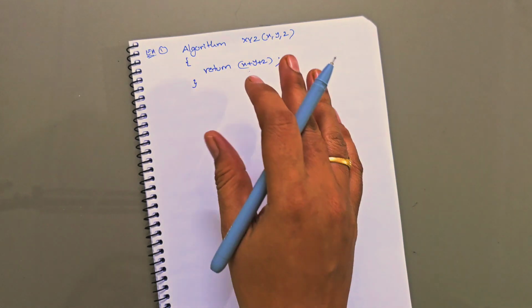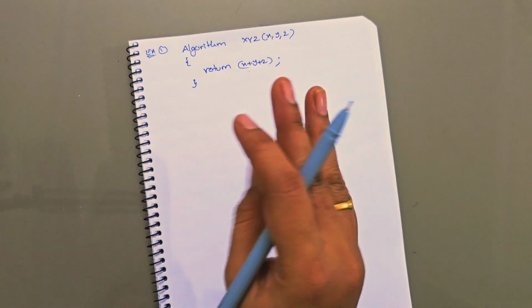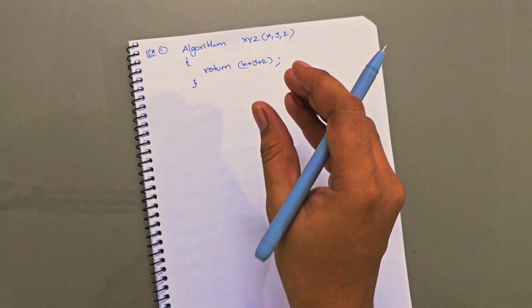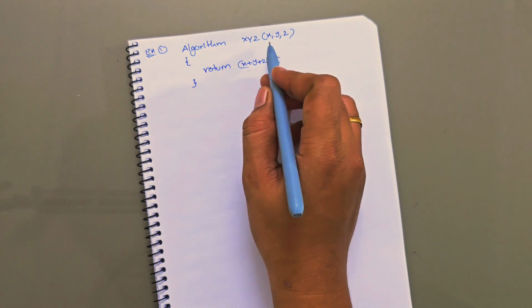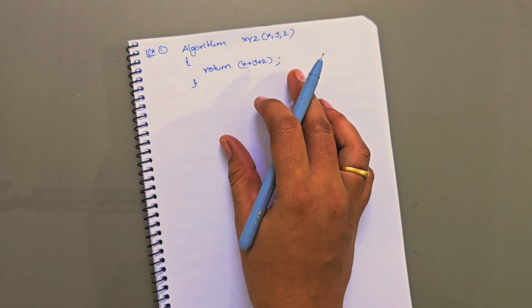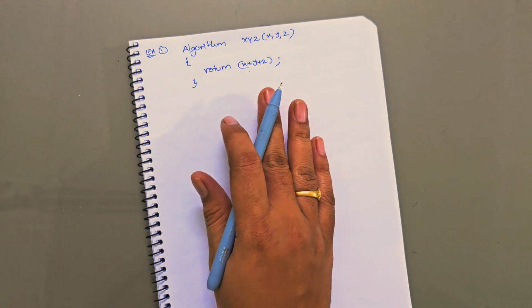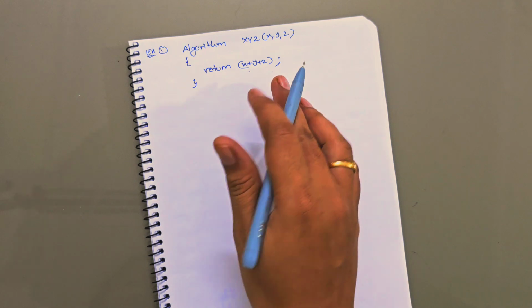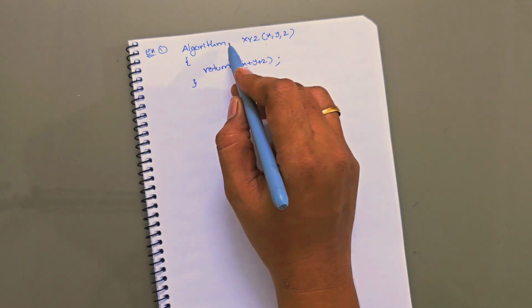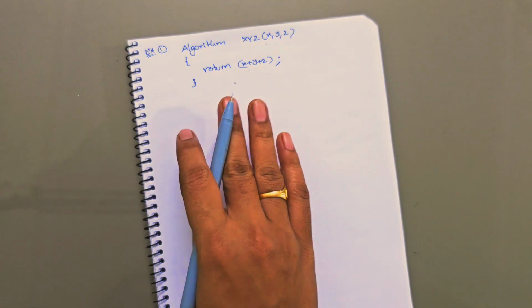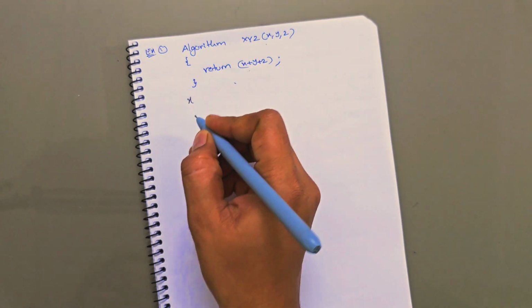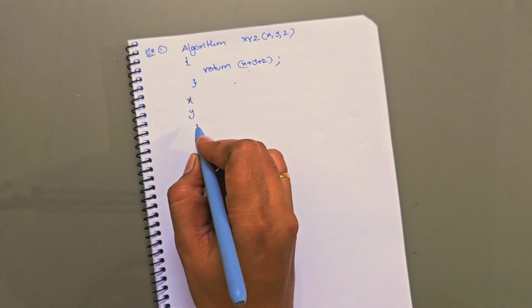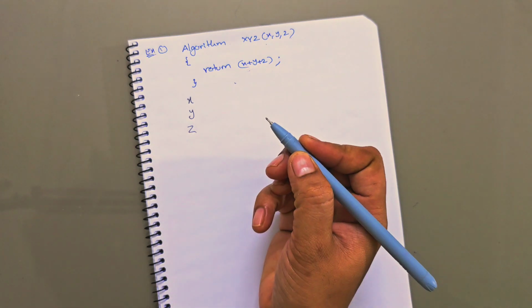If you want to calculate the space complexity for any algorithm, the first step is to note down all the variables of your algorithm. So what are the variables you have in this algorithm? x is one variable, y is one variable and z is one variable.